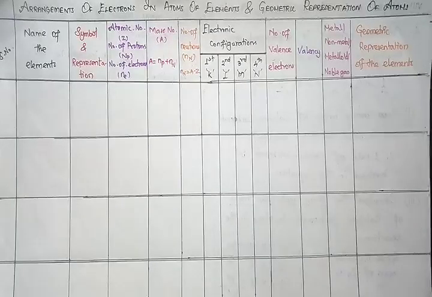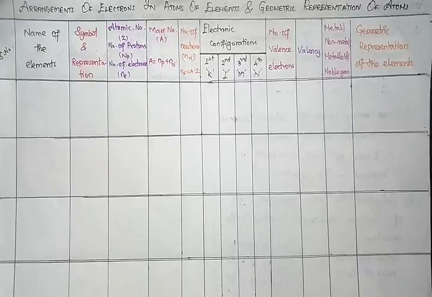In the last few videos, we have seen the concepts of electronic configuration of an atom, and how to find out the number of protons, number of electrons, number of neutrons, mass number, the number of valence electrons, valency, and how to find out the type of element, that is either metal, non-metal, or metalloid. Geometric representation, we are going to learn from this video.